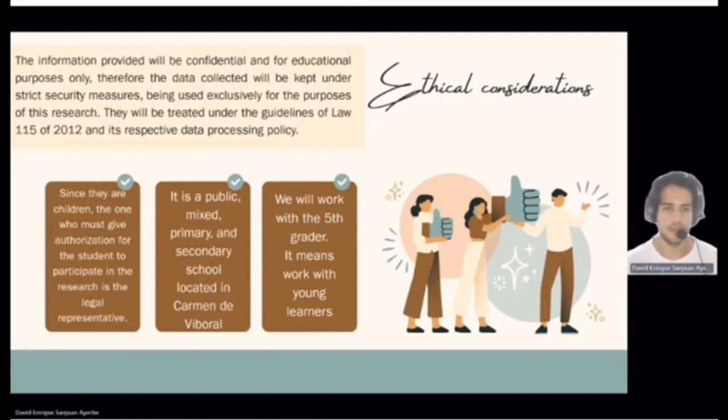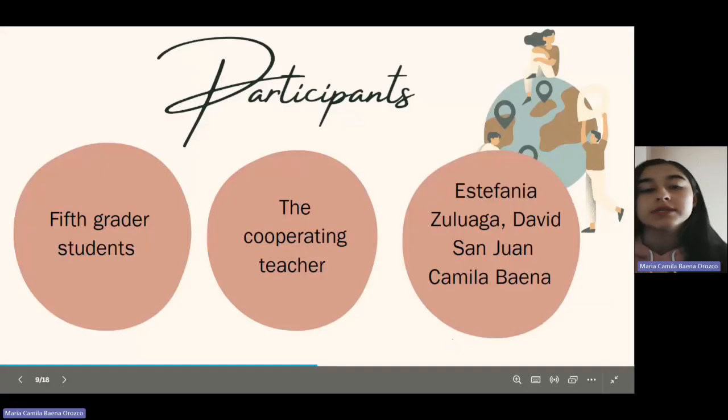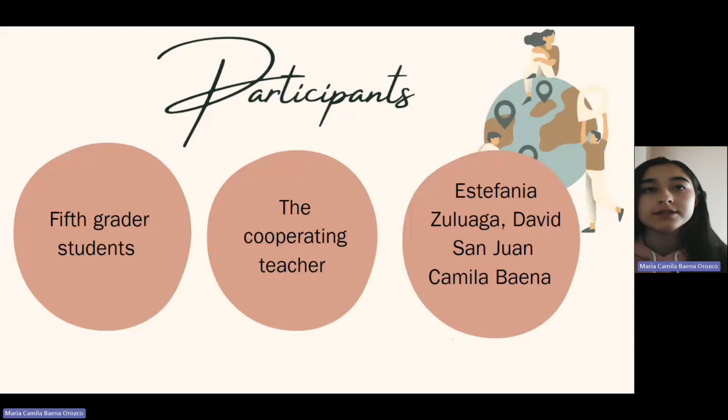The location of the context is a public mixed primary and secondary school located in Carmen del Viboral. And the third one is that we will work with 5th grade, as I said before. It means working with young learners. So that's really important. The participants in our research will be 5th grade students who have the authorization of their parents or guardians.